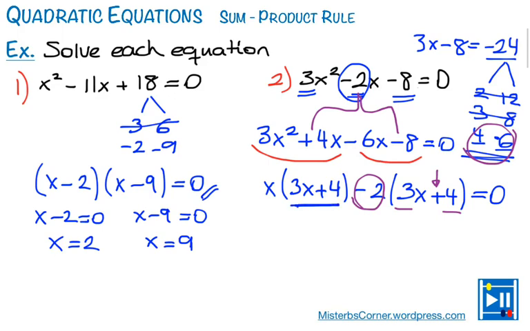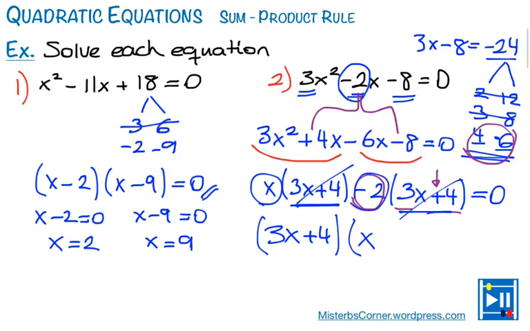You can see that these expressions inside are the same factors, right? And if they are not the same, this means you have a mistake in your work, so you have to go back and check. But now that they are the same, I'm going to take these out. So it's going to be 3x plus 4 times whatever is remaining, x minus 2 equals 0.